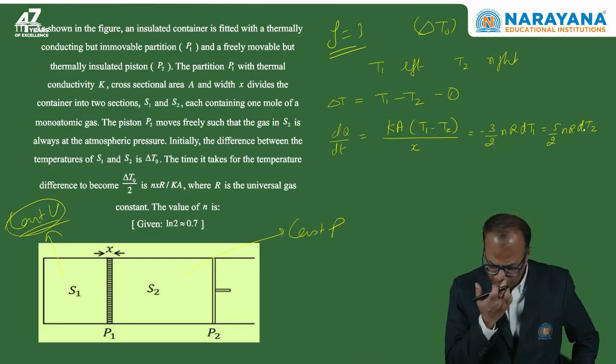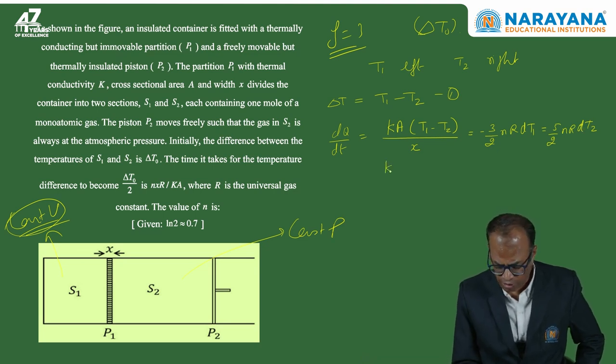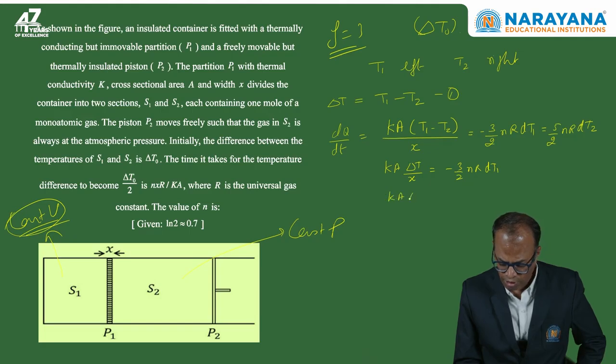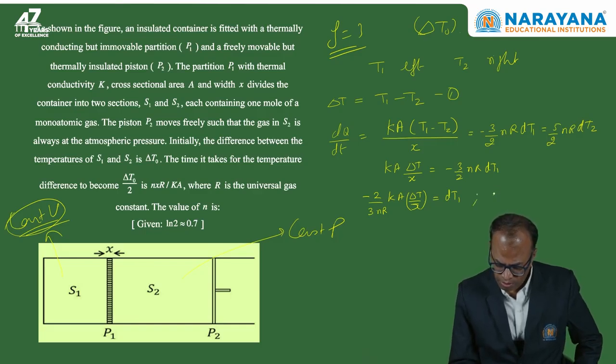So I need to get a differential equation in terms of delta T, that is T1 minus T2. So I get K A delta T by X is equal to minus 3 by 2 nR d of T1. So I write K A times delta T by X into 2 by 3 nR with a negative sign is equal to d of T1. And also I can write 2 by 5 nR times K A delta T by X.